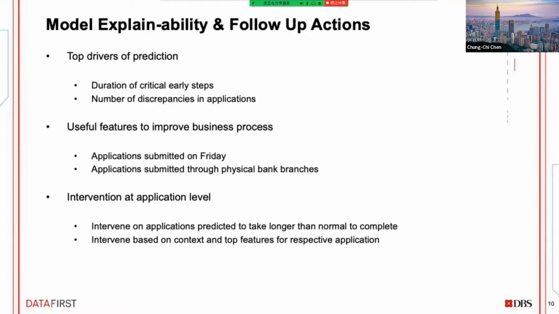Lastly, at the application level, with the prediction of the remaining turnaround time, the relationship manager can proactively intervene on selected applications based on the top contributing features, whether this can or cannot be acted upon to potentially reduce the turnaround time. As mentioned earlier, reducing the turnaround time translates to better customer satisfaction and better operation efficiency.